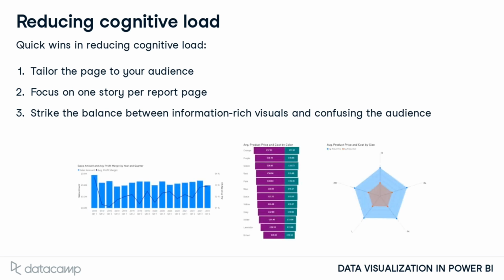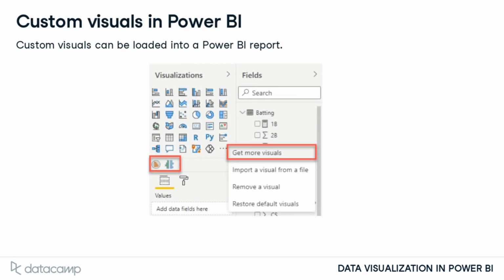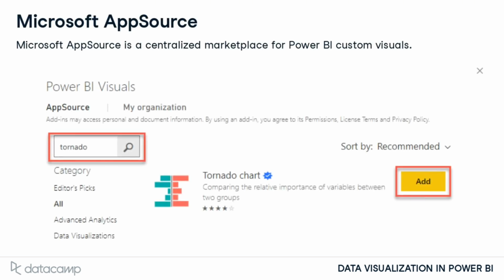Here are 3 examples of information-rich visuals we will look at: the line and column chart, as well as custom tornado and radar chart visuals. Power BI allows you to include custom visuals in a report. Previously, we saw examples of the tornado and radar chart custom visuals, and here we can see their icons in the Visualizations panel. The ellipsis in the Visualizations panel allows you to import custom visuals from your machine or grab more. One key place to find these custom visuals is Microsoft AppSource. You can connect to AppSource and download free or paid custom visuals if you have a Power BI account.